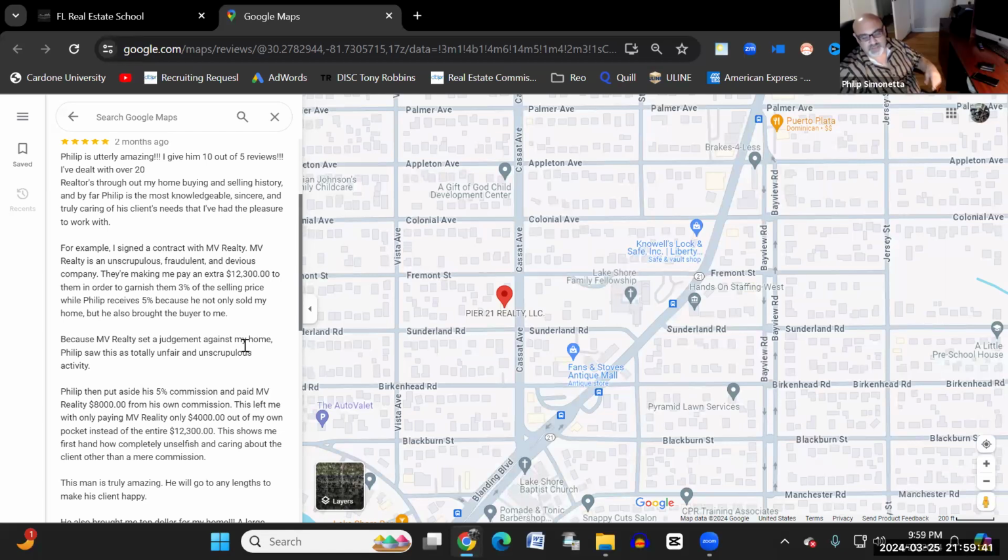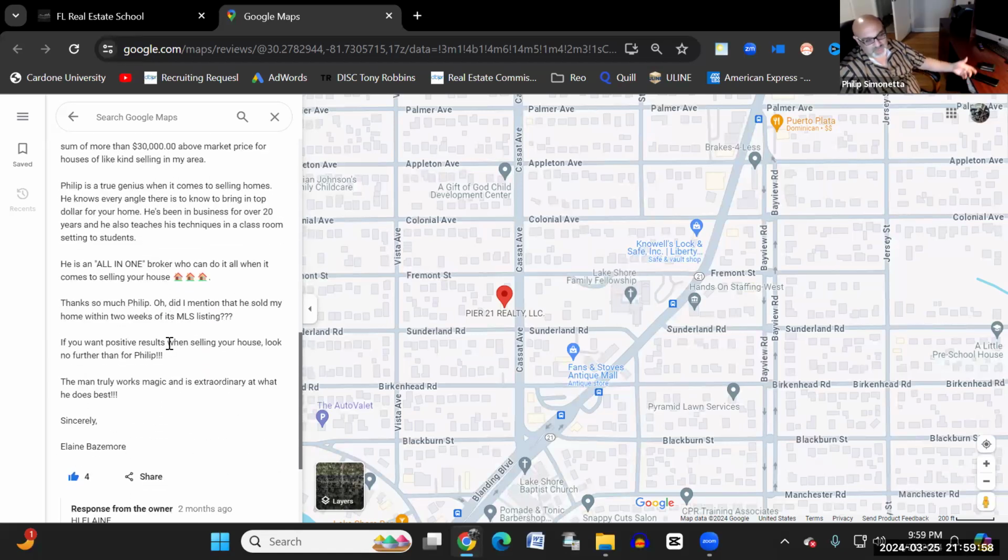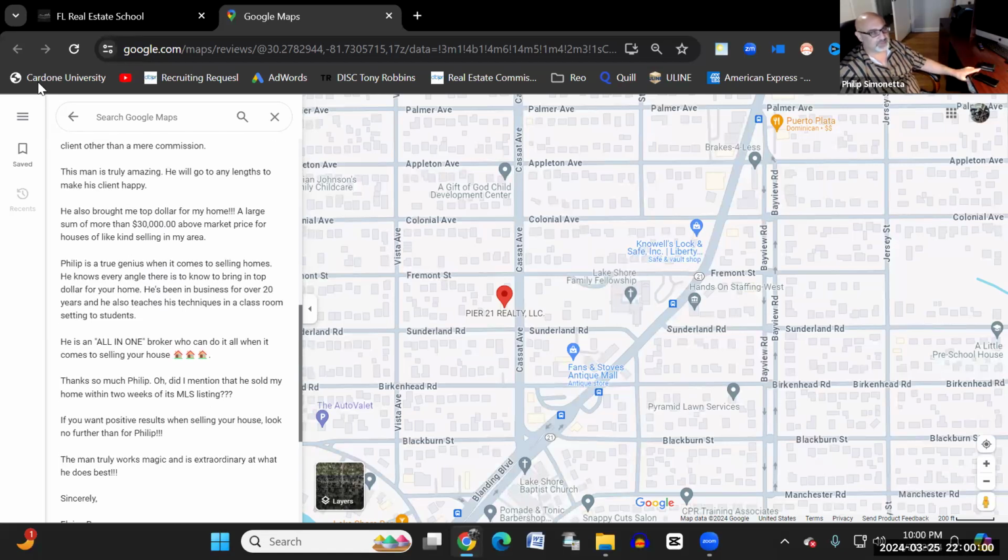If you put in MV Realty Florida Attorney General, there's a whole thing that they did. But they're still doing it. It's like they didn't stop. It's weird. I don't know how they're still doing it. It's all corrupt. Anyway, this is the whole list. You guys can go in and read this if you care to.